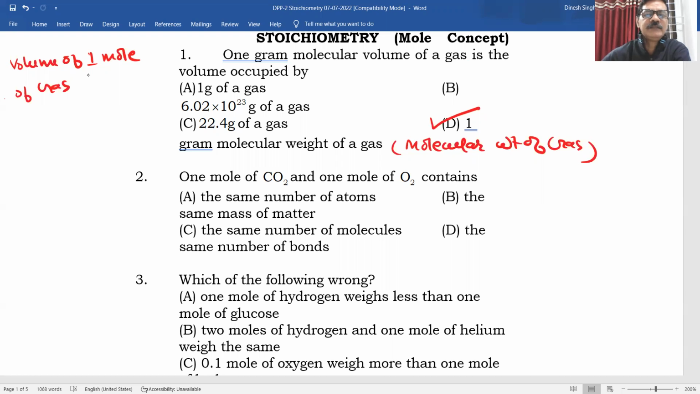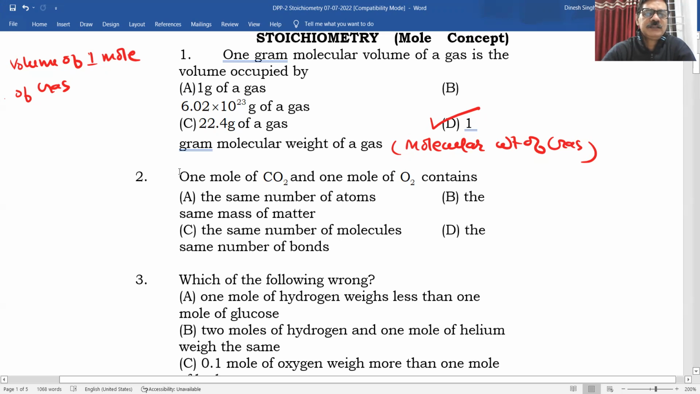After that, I think this question is clear to everybody. 1 gram molecular weight, 1 gram atoms are given means it is 1 mole. 1 gram of molecules are given, it means it is 1 mole. 1 gram volume is given, it means it is 1 mole. That is the volume occupied by 1 mole, which will be equal to 22.4 liters.